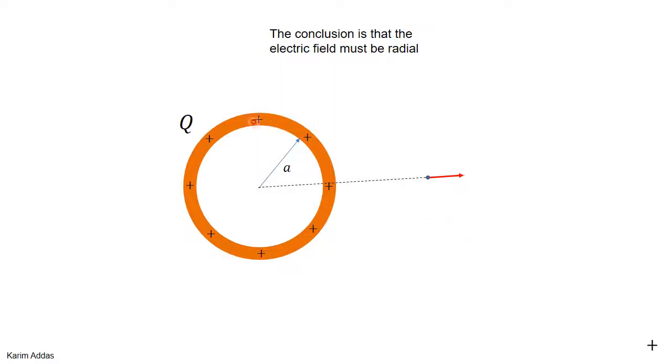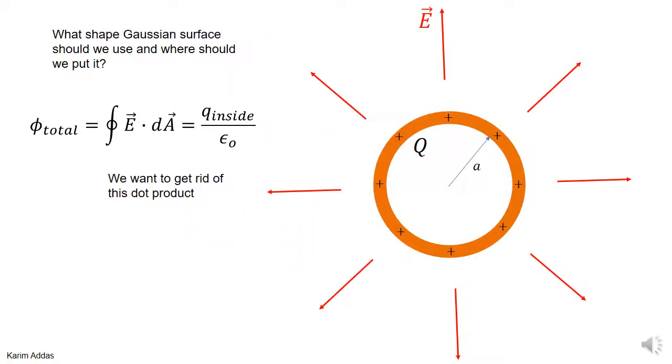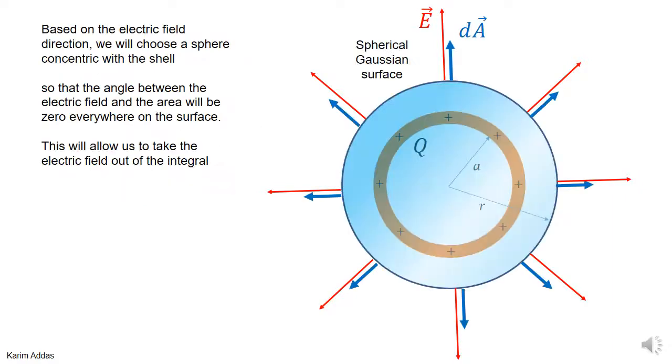And remember that this is not a circle, it's a spherical shell, a sphere, a three-dimensional shape. Here, we're just drawing a cross-section of it. Okay, so now we know that the electric field vector is radially outward everywhere. So what shape Gaussian surface would you choose and where would you put it? Because remember, when we solve Gauss's law, we want to get rid of this dot product. Same thing we did for the other problems.